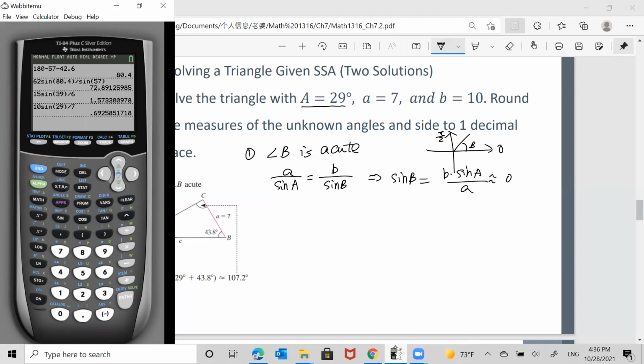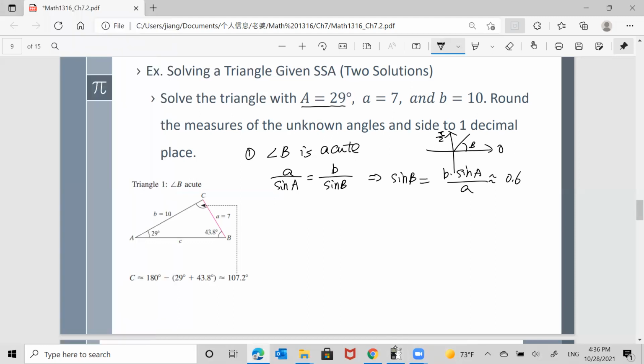0.6926. This is the sine B. It's not the angle B. If we are looking for angle B, that's the inverse. It's inverse sine of 0.6926, because the calculator only gives us the inverse sine in this quadrant or this quadrant. Do you still remember the graph? This one and this one for inverse sine. And this one is a positive number, so the angle must be in the first quadrant.